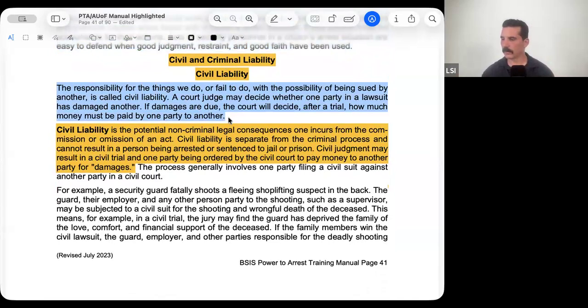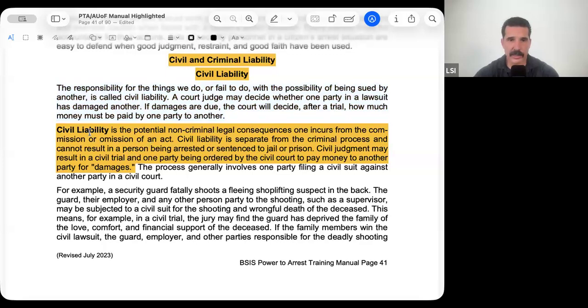Responsibility for the things we do or fail to do, with the possibility of being sued by another, is called civil liability. A court judge may decide whether one party in a lawsuit has damaged another. If damages are due, the court will decide after trial how much money must be paid by one party to another.